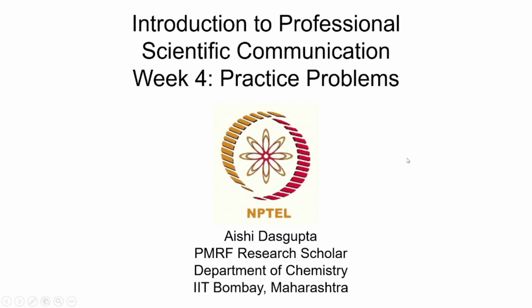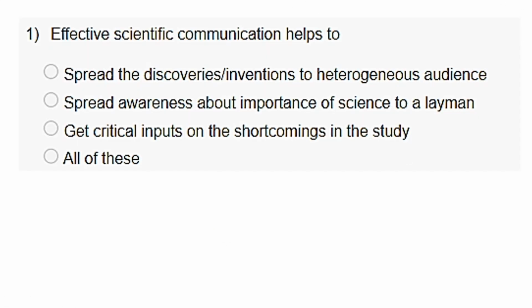Okay, sorry. Yeah. So the first question is, effective scientific communication helps to. These are the four options that we have: spread the discoveries or inventions to heterogeneous audience, spread awareness about importance of science to a layman, get critical inputs on the shortcomings in the study, and all of these. So heterogeneous means the audience is not homogeneous, the audience consists of people from different fields as well, not only from your own field. That's what heterogeneous means in reference to this question.